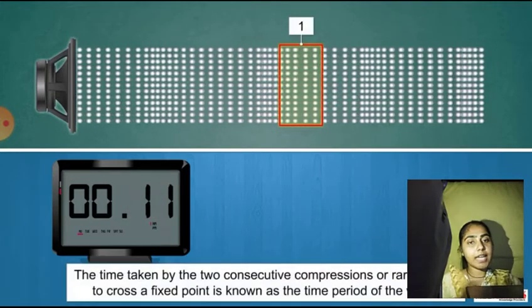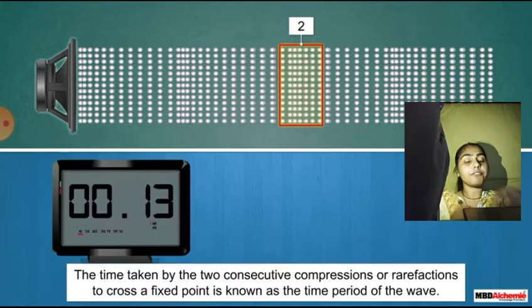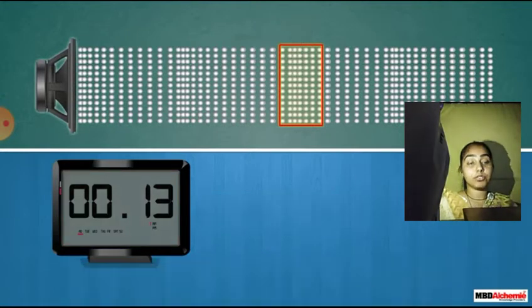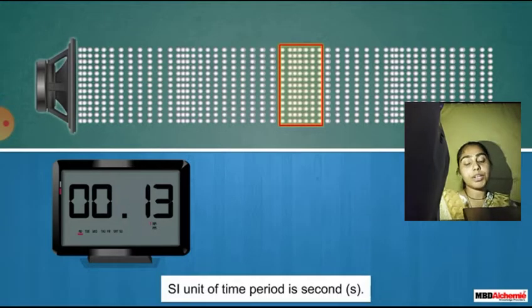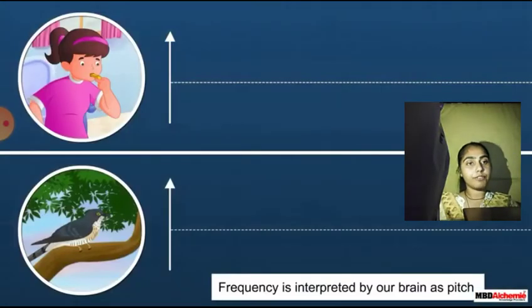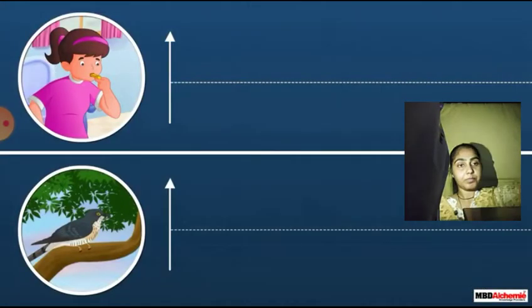The time taken by two compressions or rarefactions to cross a fixed point is known as the time period of the wave. Time period means how much time it takes. Its SI unit is seconds and its formula is 1 upon frequency. Frequency is interpreted by the brain.